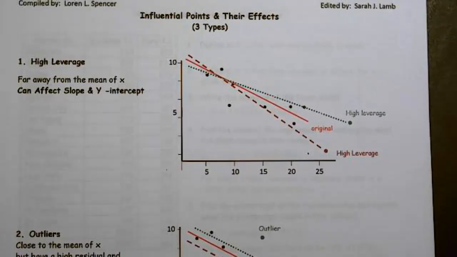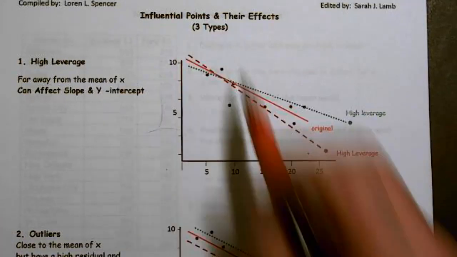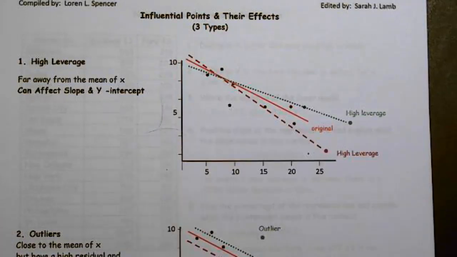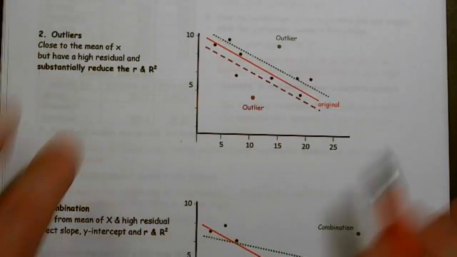All right, in this video, we're going to talk about points that impact, or influential points. These are points that impact our slope or our correlation, and they just impact the way the line looks. So we're going to talk about three different types of points that we call influential points: high leverage, outliers, and then the combination.